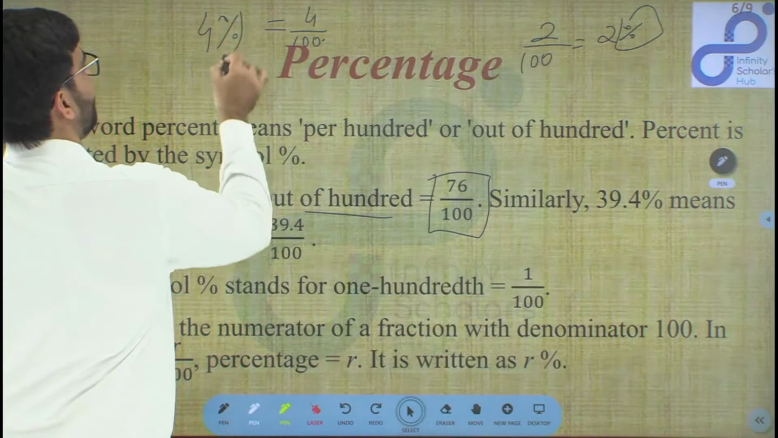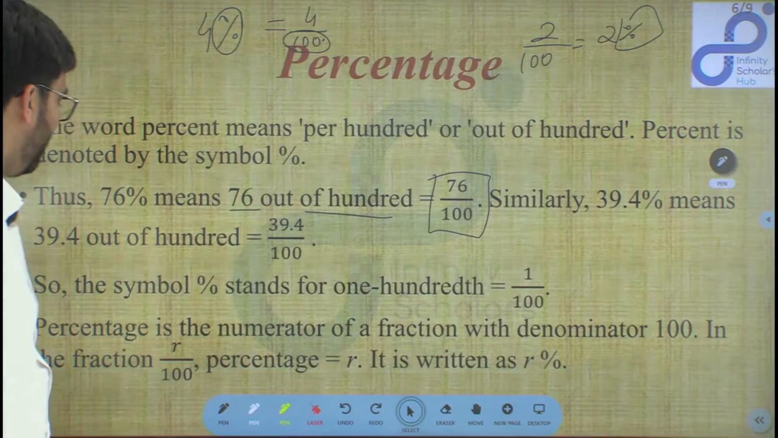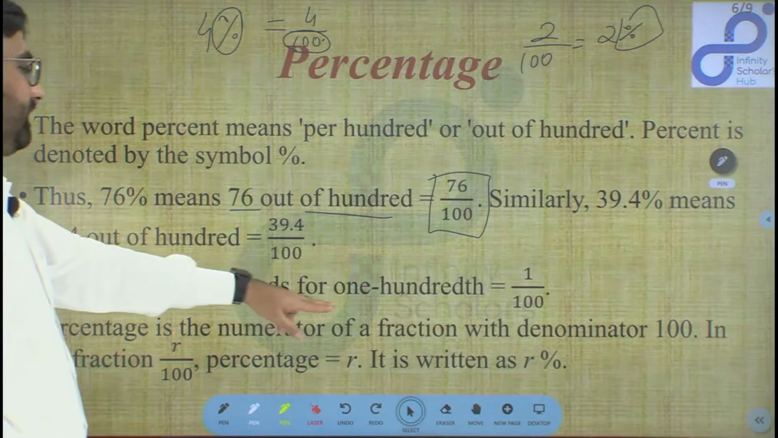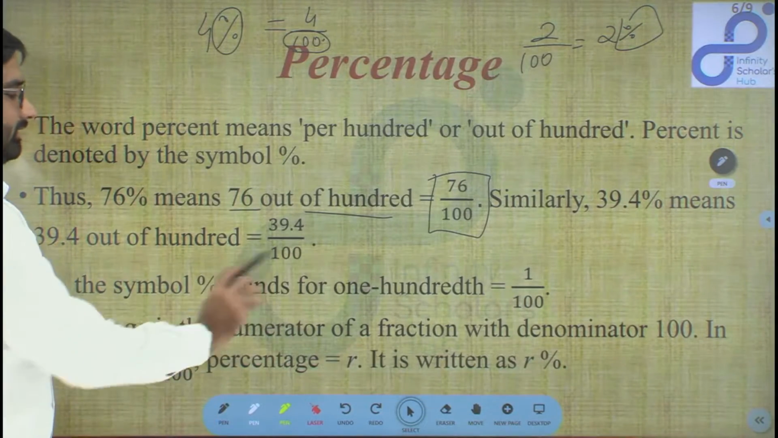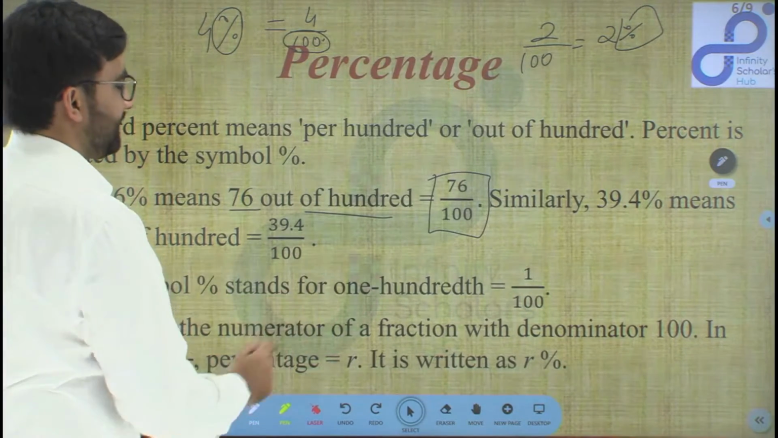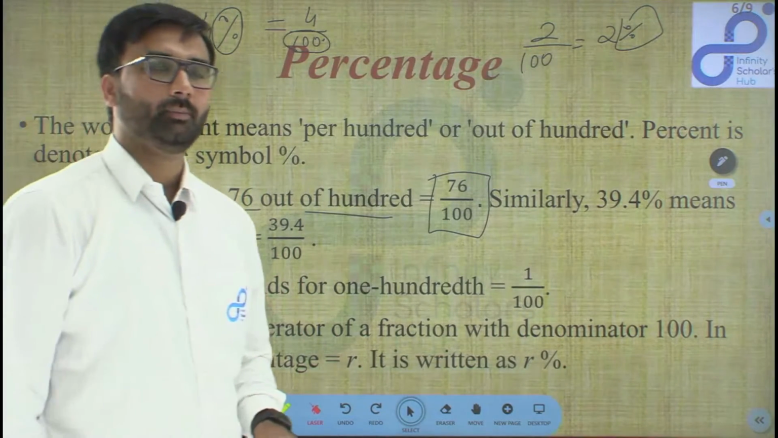So this percentage sign basically gets converted into 100, which will be in the denominator. Now percentage is the numerator of a fraction with denominator 100. In the fraction r upon 100, percentage is equal to r. It is written as r percentage, right? So this is the basic idea of percentage.